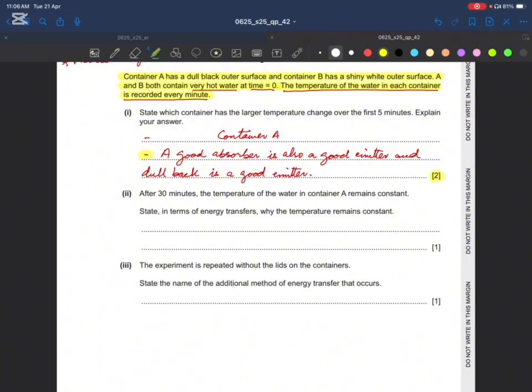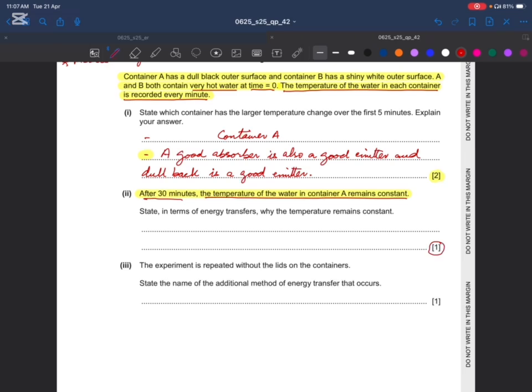This part is enough. After 30 minutes, the temperature of the water in container A remains constant. So this is what we have after 30 minutes. State in terms of energy transfers why the temperature remains constant. Simply you will say that the container comes into thermal equilibrium with its surroundings, not outer surface. It is a one mark question.